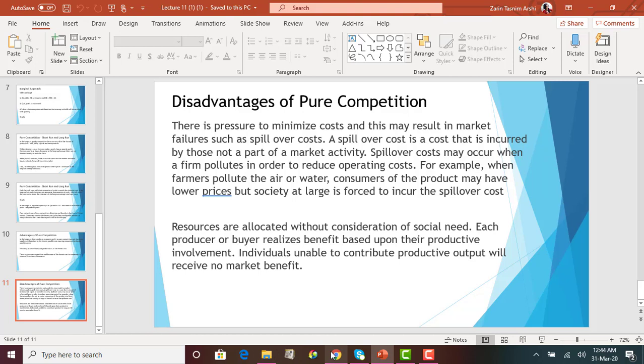Another disadvantage of this type of market structure is that they do not cater for social needs. Sometimes, if I have low income and I'm not able to afford it, I will not be able to get the benefit. Producers and buyers realize benefit based on their productive involvement. If there's an individual who's unable to contribute productively, they will not get the market benefit. So there's no mercy, there's no social benefit. For example, if there are a lot of healthcare providers, people who are not able to afford it will not be able to access it at all. So those are the disadvantages of it.